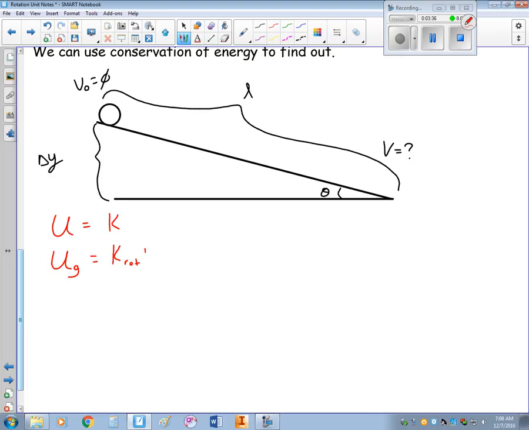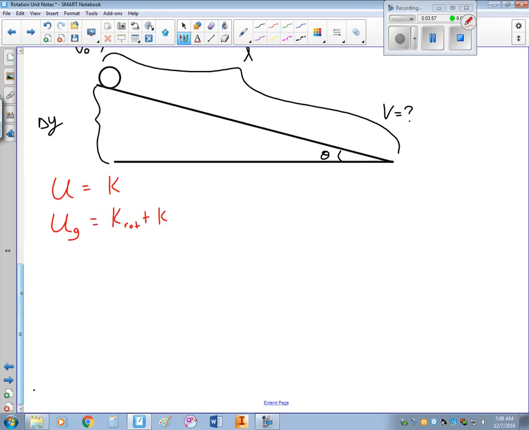But it's also moving translationally. So it's going to have both rotational and translational kinetic energy. In fact, these two always come as a pair. Whenever you have rotational kinetic energy, as a general rule, you will also have translational kinetic energy. So, just using our simple model, we're close to the surface of the Earth.